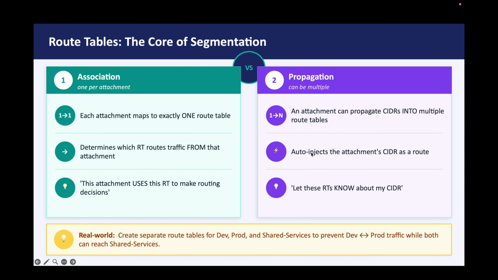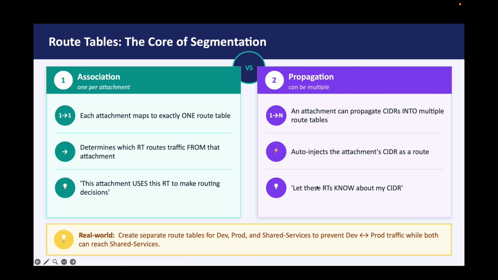The second point is that it auto-injects the attachment CIDR as a route. You don't manually add the route. The moment you enable propagation, the route for that VPC, let's suppose with the CIDR 10.2.0.0/16, is automatically added from the prod attachment into the transit gateway route table. No static route, no manual entry, it's dynamic. If the CIDR changes, the propagation updates automatically.